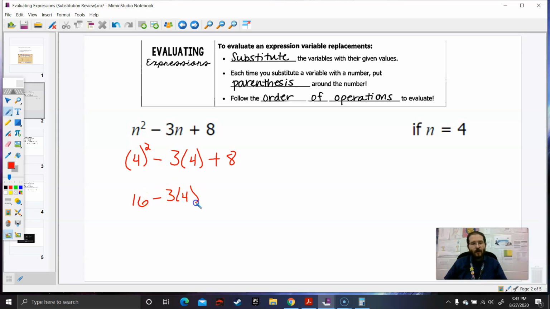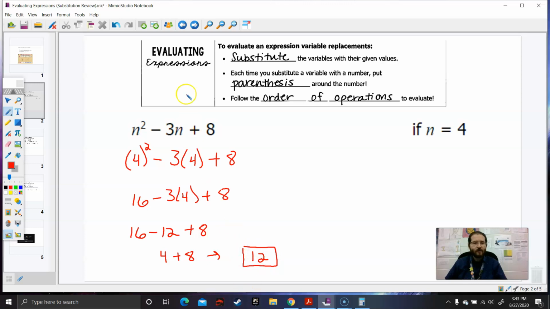All right, I'm just going to rewrite this stuff so we can see each step. Now we do our multiplication. So we do negative 3 times 4. All right, so 16 minus 12, plus 8. And then we do our addition and subtraction from left to right. So 16 minus 12, we get 4. And 4 plus 8, we get 12.